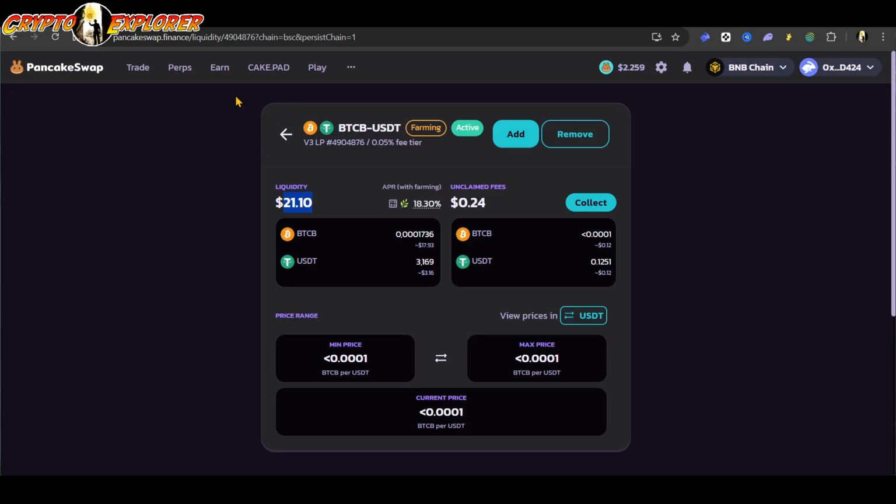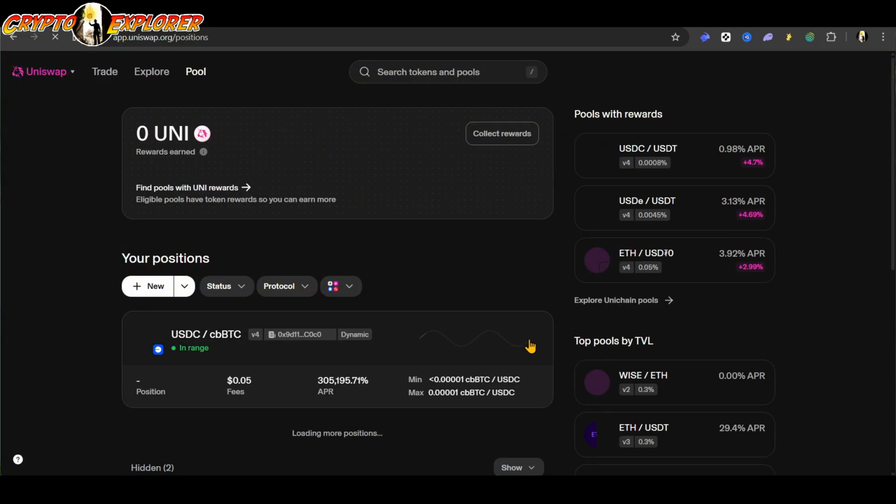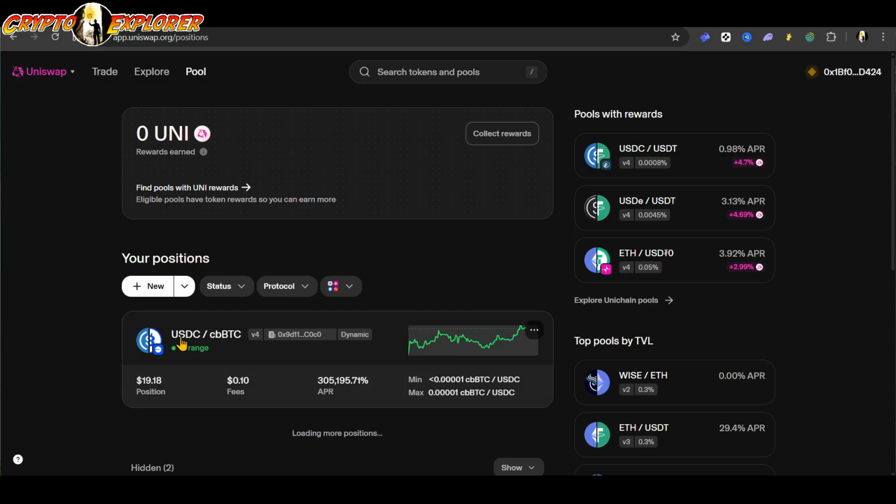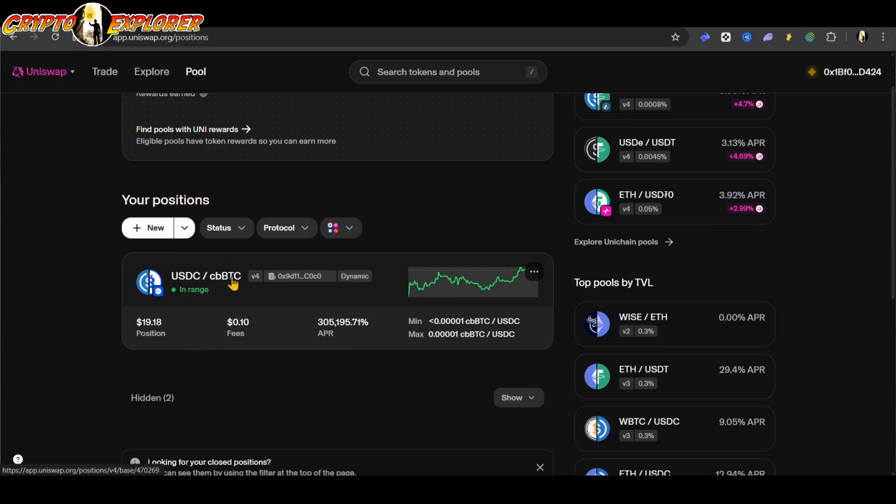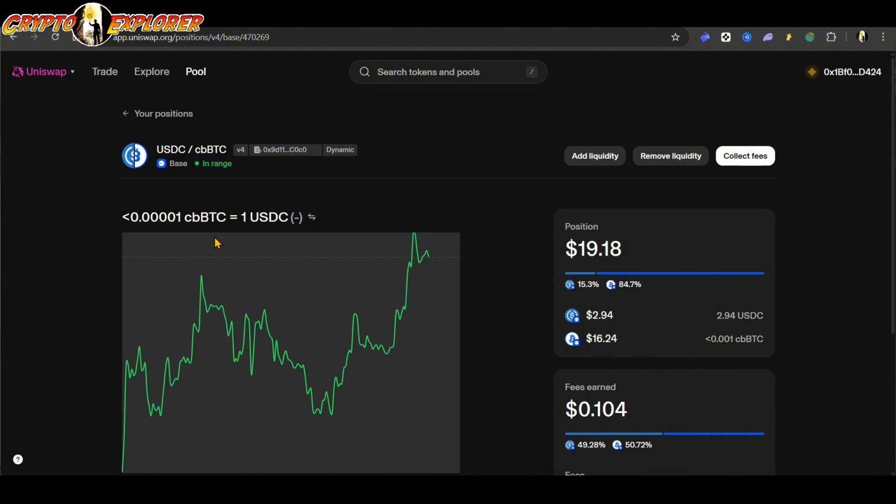So let me go on Uniswap. And Uniswap is actually another DEX where I did another deposit. You can see it's a different pool, but it's still Bitcoin. This one is the Coinbase-backed Bitcoin. So it's going to have a different type of risk, right? So in here we are exposed to Coinbase risk.